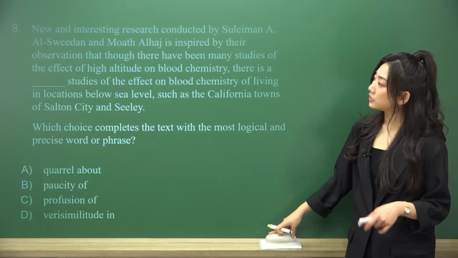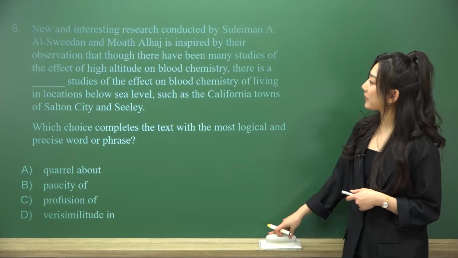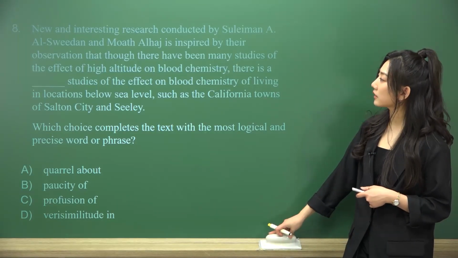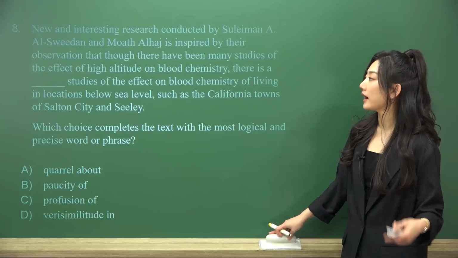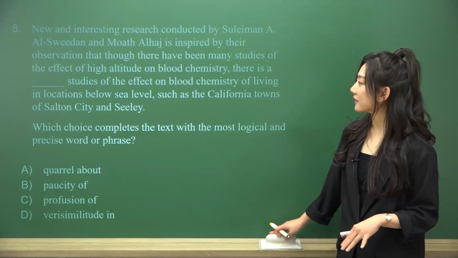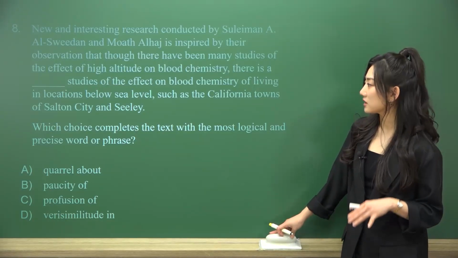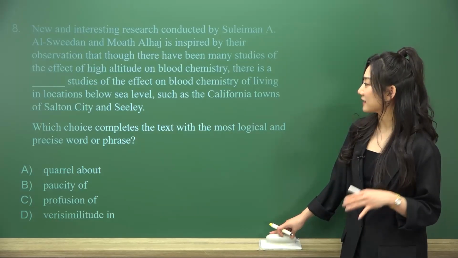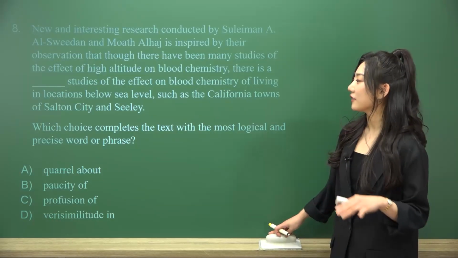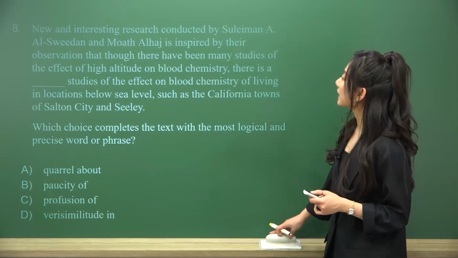Okay. New and interesting research conducted by blank is inspired by their observation that though there have been many studies of the effect of high altitude on blood chemistry, there is a blank studies of the effect on blood chemistry of living in locations below sea level, such as the California towns of Salton City and Sealy. Okay, wow, I could not understand that. We're going to read it one more time.